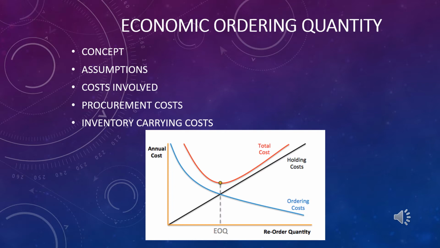So the point at which the total cost becomes minimum is that particular point where the holding cost and the ordering cost intersect with each other. If we draw a line back to the x-axis, we can find out the point at which the EOQ can be obtained. So this is the graph of economic ordering quantity as well.